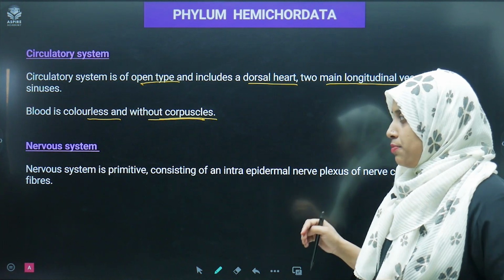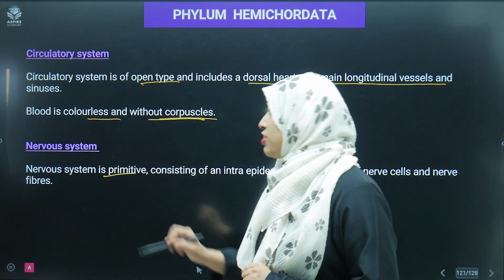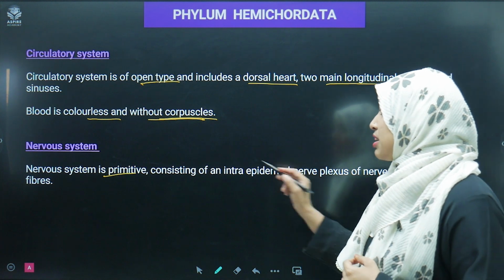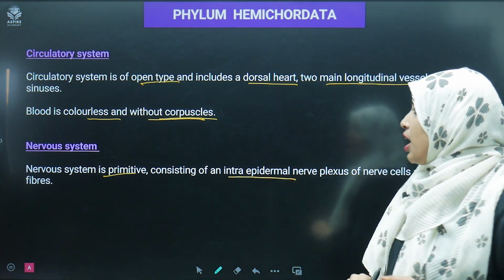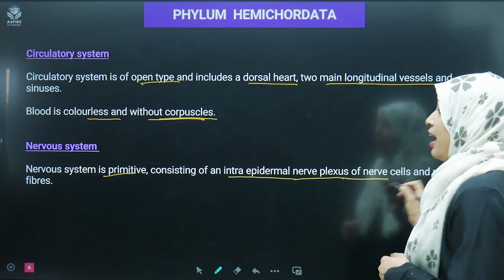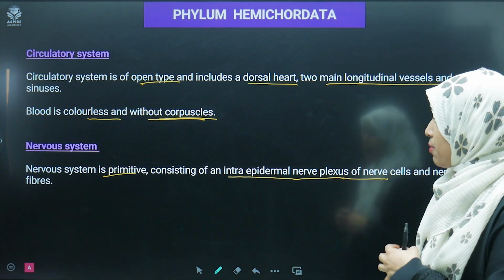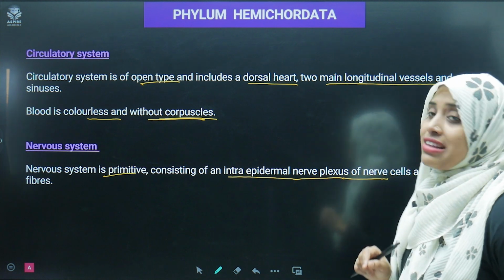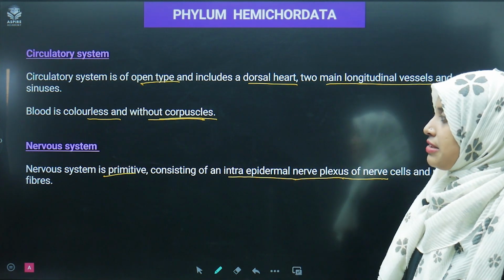Now, the nervous system. The nervous system is of primitive, old type, consisting of an intraepidermal nerve plexus of nerve cells and nerve fibers. Nerve fibers are present, and the nerve plexus is made of nerve cells.